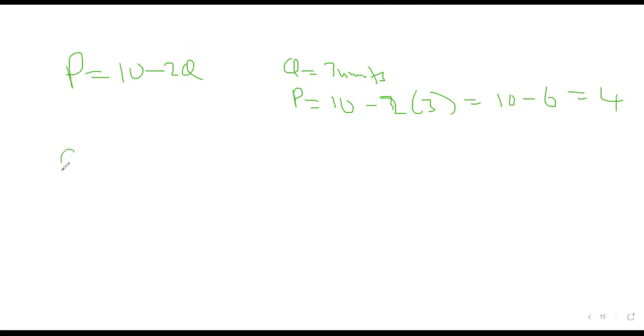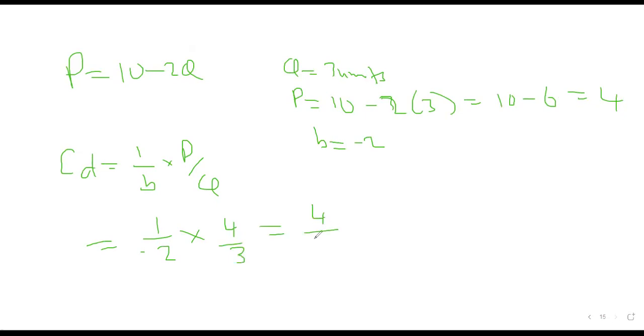Then because P is the subject, the formula here is 1 over B. Don't put a negative because we already have a negative there. Our B is -2. So here we put 1 over -2, times the price, which is 4, over the quantity, which is 3. What do we get? -0.667. So this is between 0 and -1, so this is inelastic.